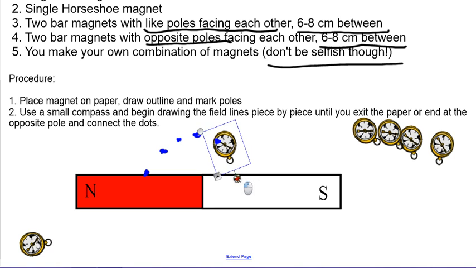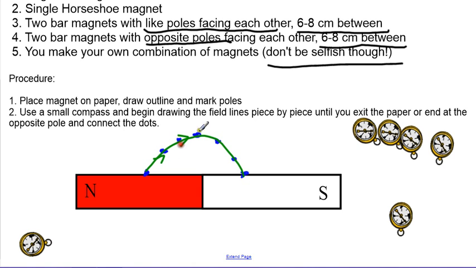and you want to keep doing this until either it comes back to the magnet like this, or it exits the page. Now once you do this, you'll want to draw a line connecting these, and you will want to draw arrows showing the direction of the magnetic field. Remember, they go from north to south.